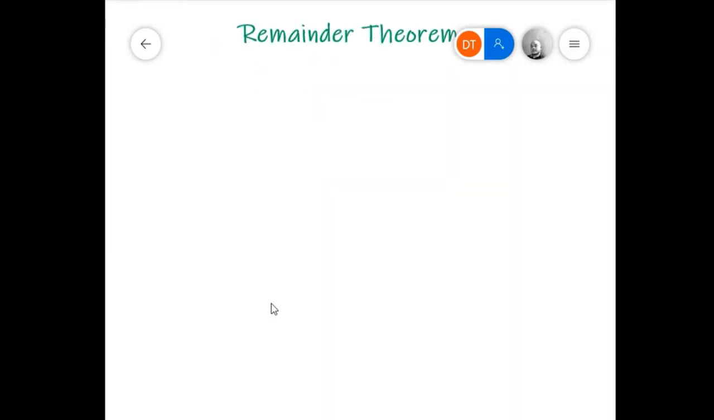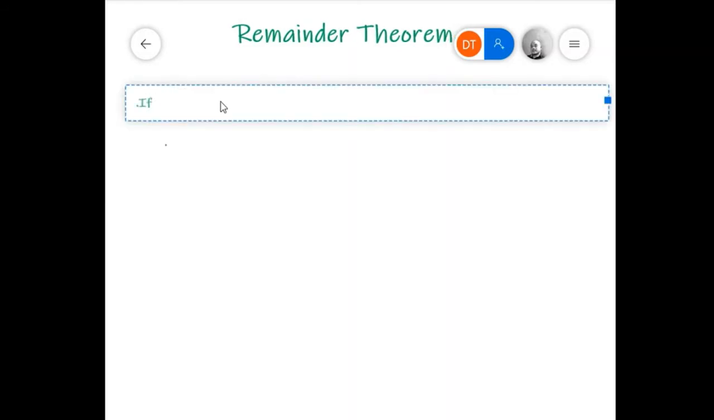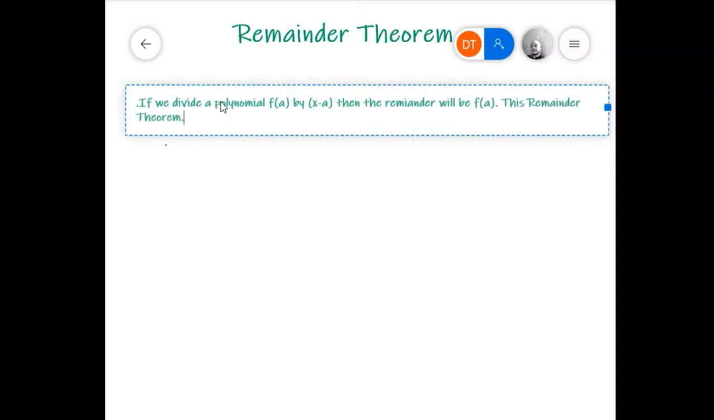We have seen two examples. Do you find any important points? We can say that if we divide a polynomial f of x by a divisor, suppose it is x minus a, then the remainder will be f of a. This is the remainder theorem. Is that clear? Now we will go on to prove this theorem.